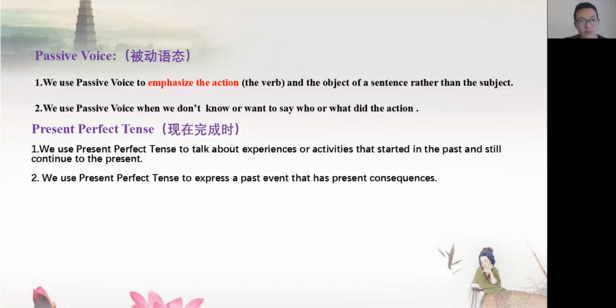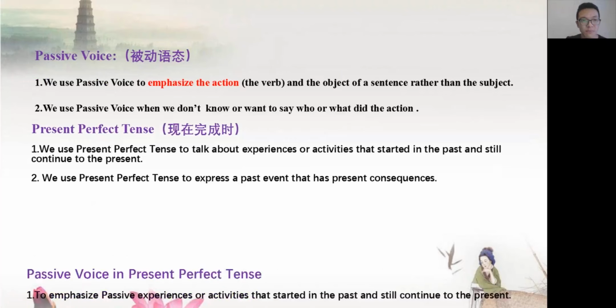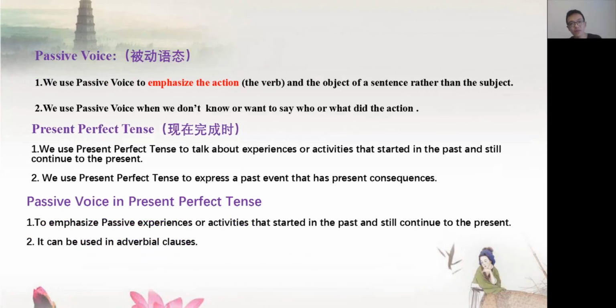Okay. Present perfect tense is often used to talk about experiences or activities that started in the past and still continue to the present. Sometimes we use present perfect tense to express a past event that has present consequence. So passive voice in present perfect tense is used to emphasize passive experiences or activities that started in the past and still continue to the present. And sometimes it can also be used in adverbial clauses.